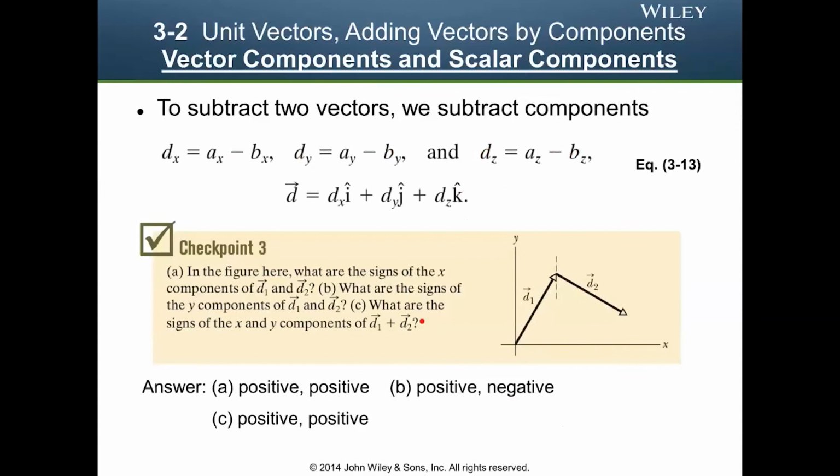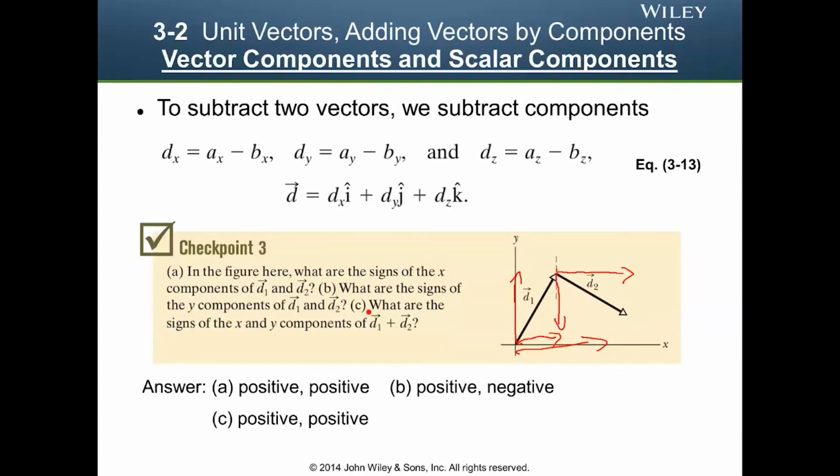And then another checkpoint here. In the figure here, what are the signs of the x components of D1 and D2? So D1, they're talking about what's going on in the x. So that's this direction. This thing is clearly moving up. So that's one component, and the other component should be right here. It's moving that way. So it's moving in the positive x direction, right? The second one is moving this direction also. That's the x portion, so that's also in the positive. And then the y portion is here.